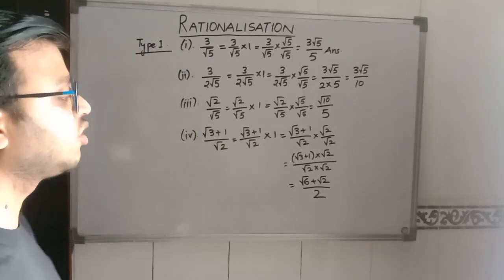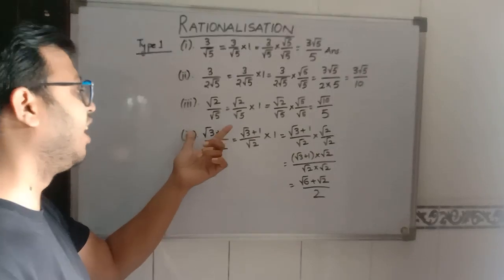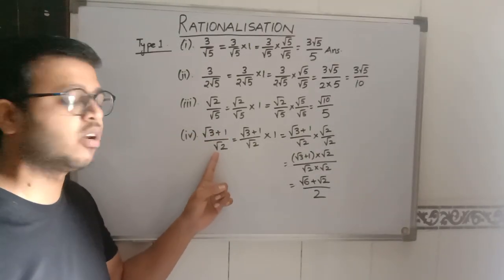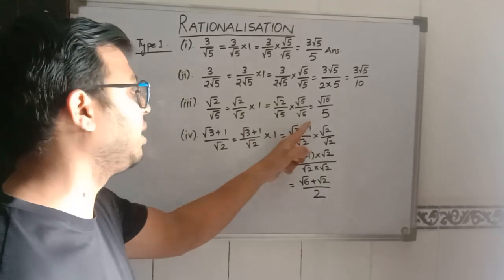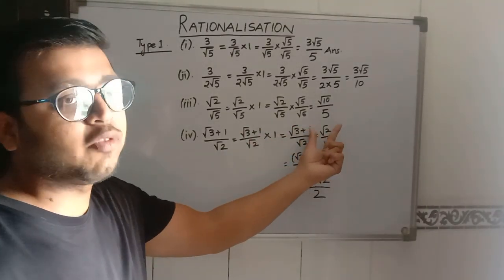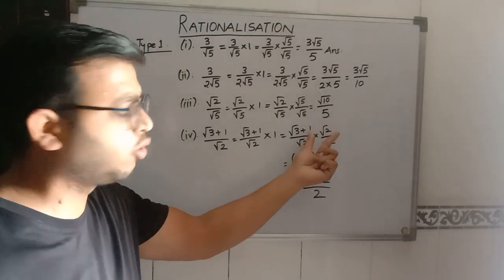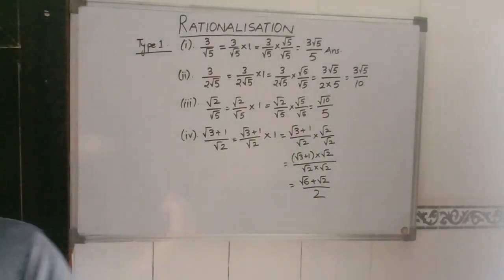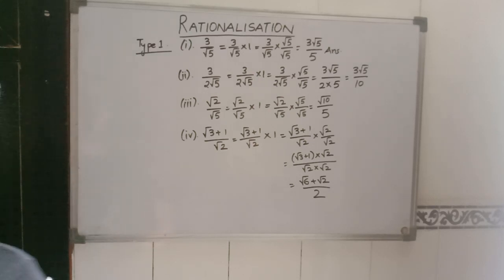So such types of questions can also be asked when there are two numbers in the numerator and one number in the denominator. Only a square root is in the denominator, so you have to multiply by both. The number which you multiply in the numerator, you have to multiply by both numbers. So this will be the answer.